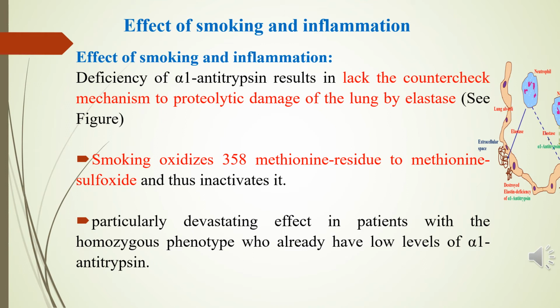This problem is particularly devastating in patients with the homozygous phenotype who already have low levels of alpha-1 antitrypsin. And further reduction in alpha-1 antitrypsin brought about by smoking results in increased proteolytic destruction of lung tissue, and this will accelerate the development of emphysema.